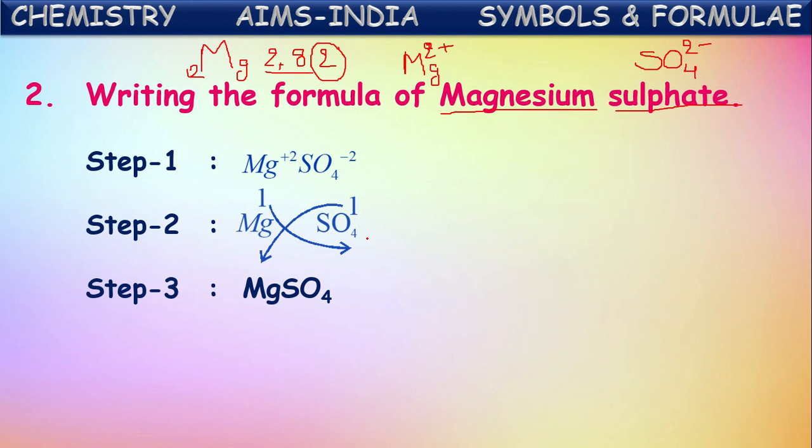Okay, in this way we can write the molecular formula of the compounds by following the rules in the crisscross method. Got it?